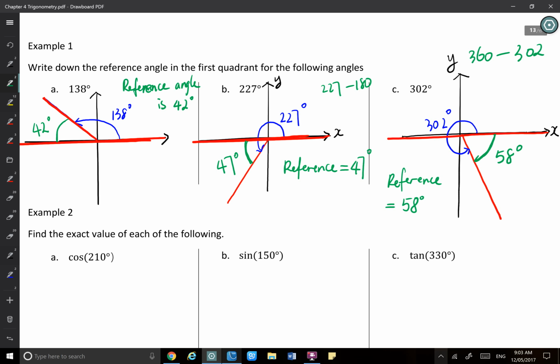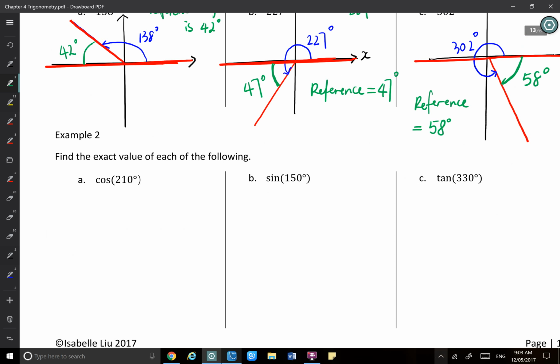And as I said before, when you have angles that give you a reference angle of 30, 45, or 60, you can evaluate sine, cosine, and tangent. You can give them the exact values. So how do we do that?